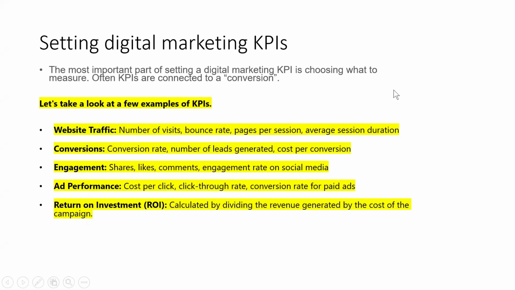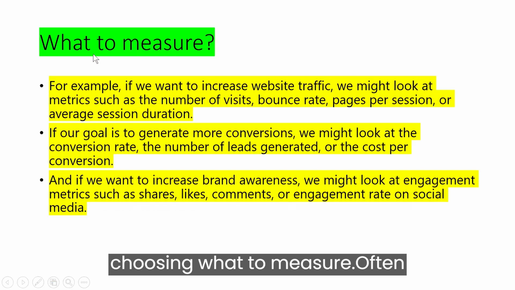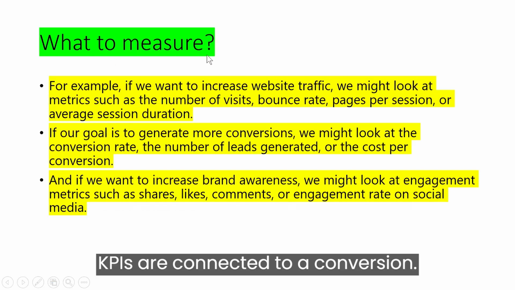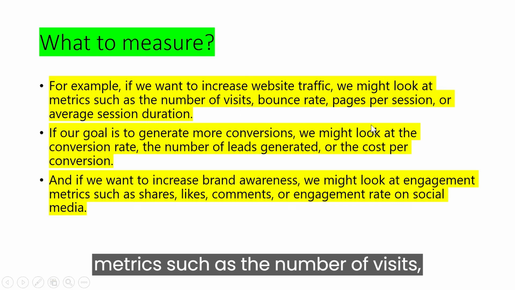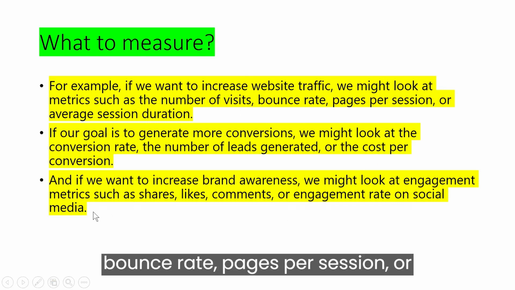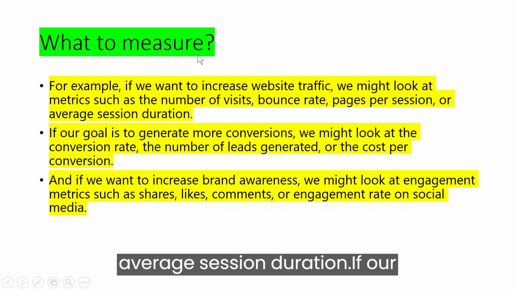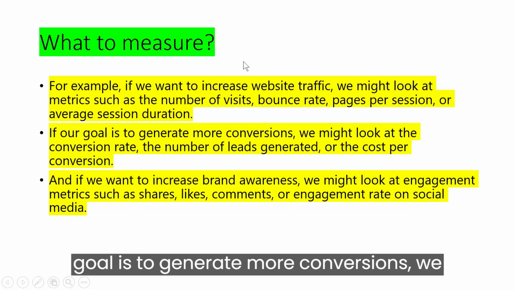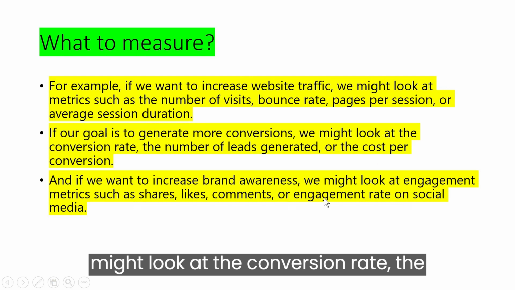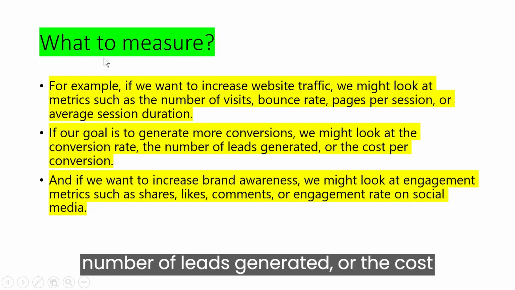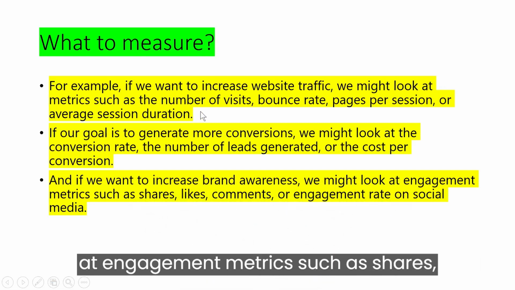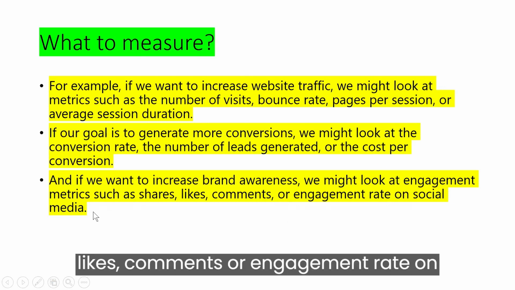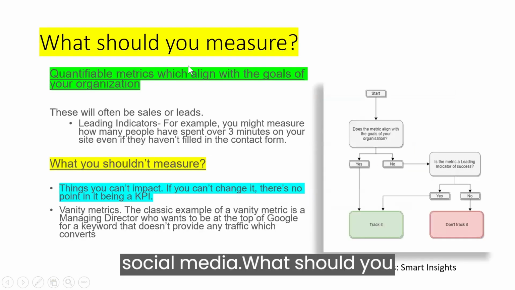The most important part of setting a digital marketing KPI is choosing what to measure. Often KPIs are connected to a conversion. For example, if we want to increase website traffic, we might look at metrics such as the number of visits, bounce rate, pages per session, or average session duration. If our goal is to generate more conversions, we might look at the conversion rate, the number of leads generated, or the cost per conversion. And if we want to increase brand awareness, we might look at engagement metrics such as shares, likes, comments, or engagement rate on social media.